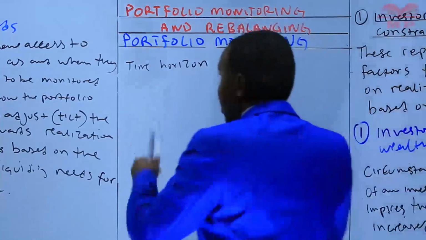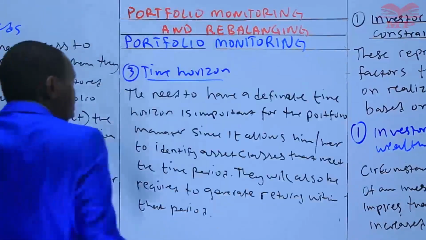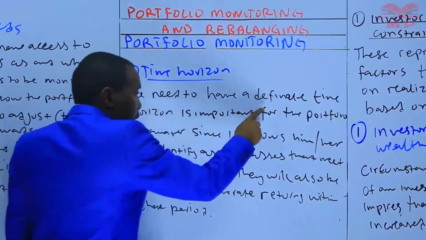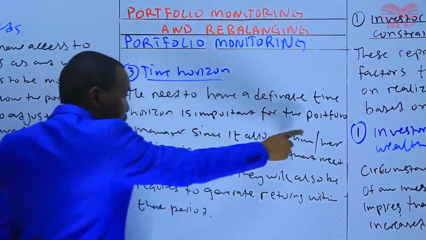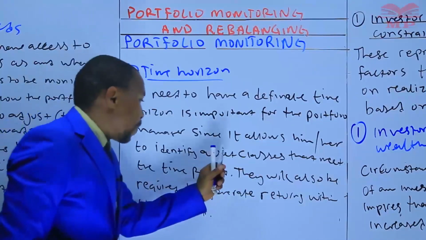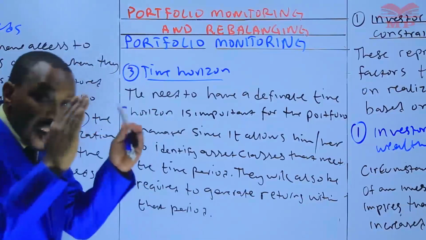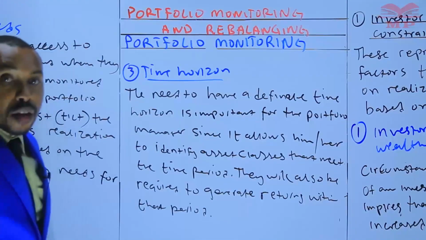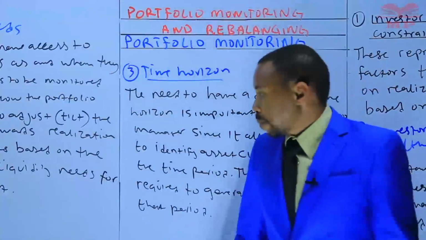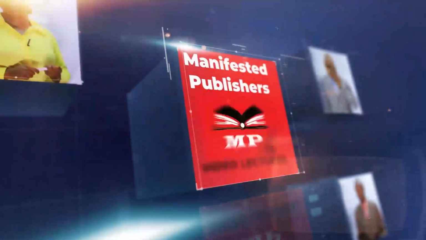So time horizon, because it's a key point, I should put it in blue here. So time horizon, number 3. The need to have a definite time horizon is important for the portfolio manager, since it allows him or her to identify asset classes that meet the time period. They will also be required to generate sufficient returns within that time period. Why? To be able to meet the future liabilities. This is for both institutional and individual investors.